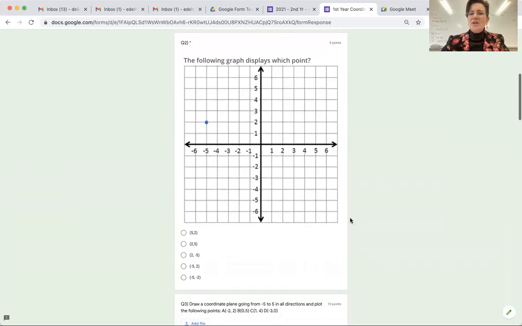Question 2, which point is displayed here? So I was checking, did you understand that when we're naming points we use the x value first? So the x value is -5, followed by the y value. You go over to -5 and up to +2. So it's the point -5, 2.